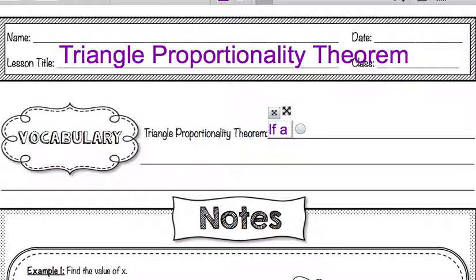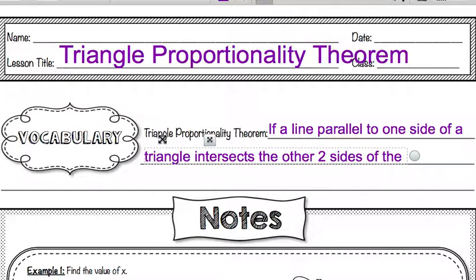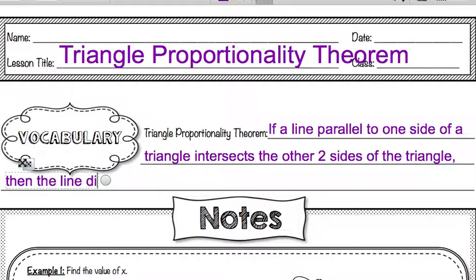This is if a line parallel to one side of a triangle intersects the other two sides of the triangle, then the line divides the two sides proportionally.